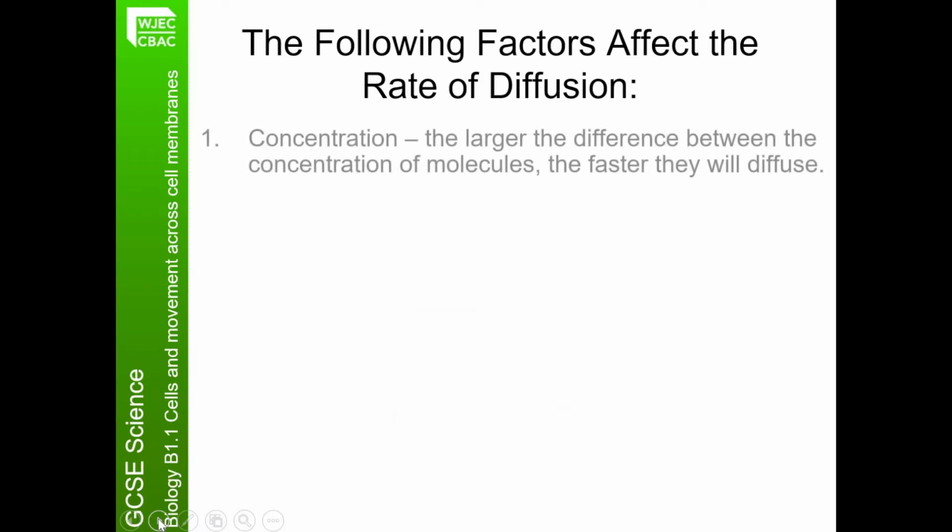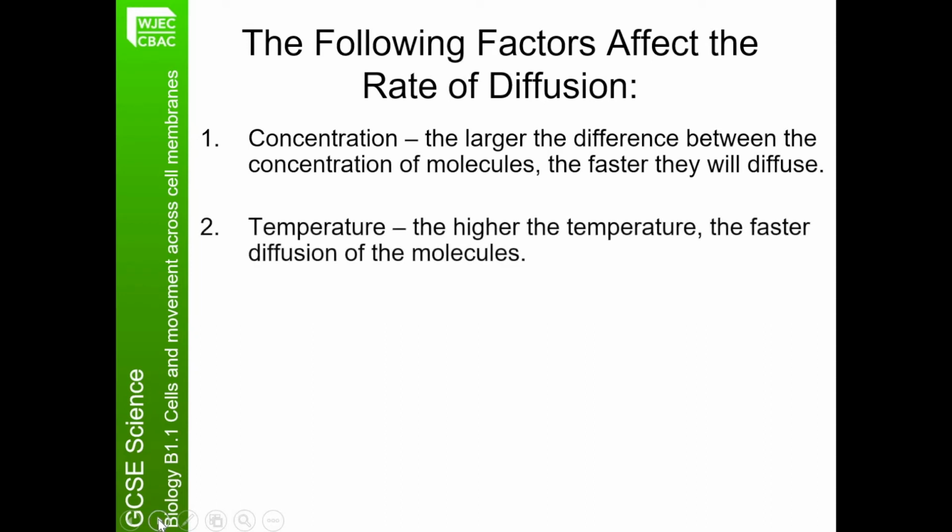The following factors affect the rate of diffusion. So we have things like the concentration. The larger the difference between the concentration of molecules, the faster they will diffuse. We sometimes call this the concentration gradient. So the greater the concentration gradient, the faster the diffusion. When 2 concentrations are very similar, that actually slows diffusion down.